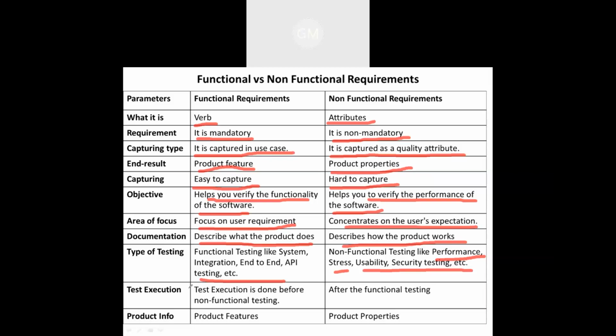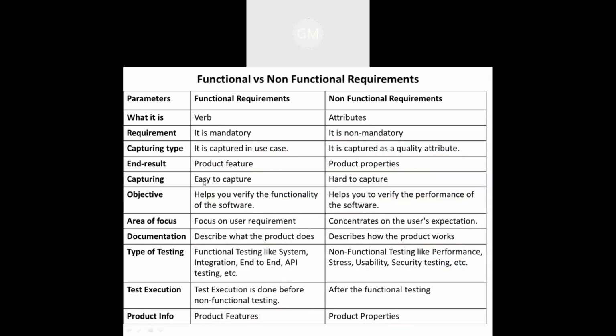Okay. Now, in functional requirement, test execution is done before the non-functional testings. And in non-functional requirement, after the functional testing, non-functional testing will be done. Mainly in functional requirement, product features are going to be considered, and in non-functional requirement, product property is going to be considered. Now, this is the difference between the functional and non-functional requirement.